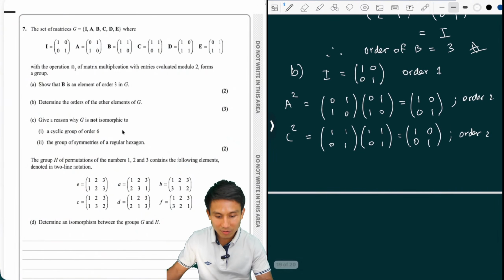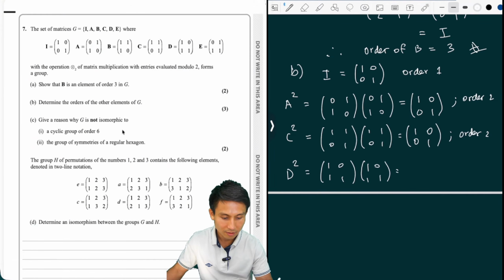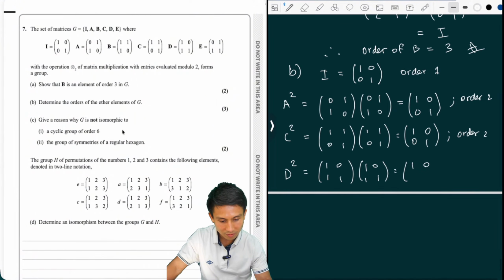And then how about D? D squared. Okay, 1 plus 0 is 1. 0 plus 0 is 0. 1 plus 1 is 2, and applying modulus 2, we get 0. 0 plus 1 is 1. So that's order 2, because that's the identity already.